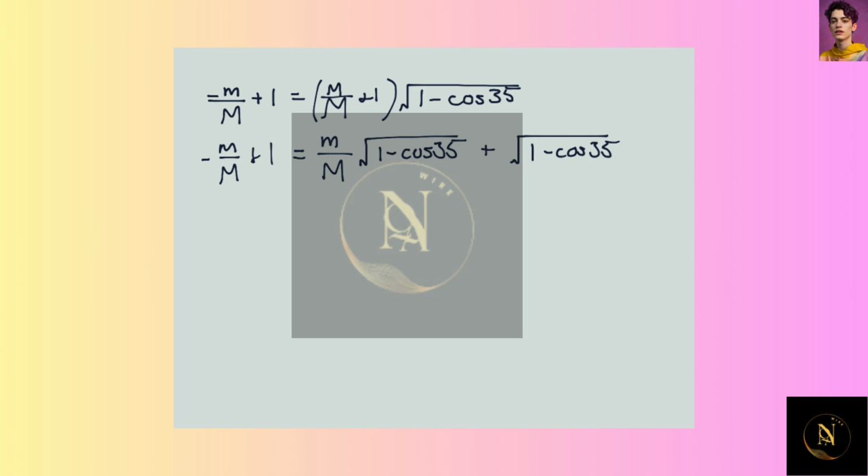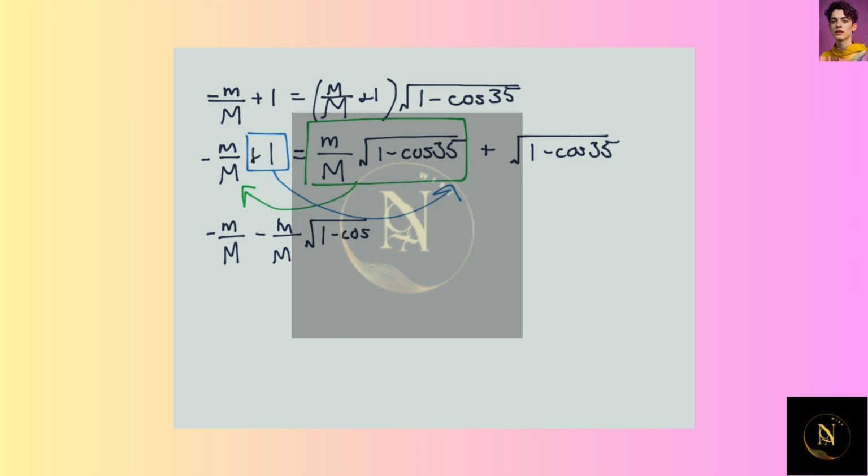Now what you should notice is I have a small m over M on both sides of the equation. So what I'm going to do is bring this over onto this side of the equation, and I'm going to bring my positive 1 onto this side of the equal sign. And then what I'll end up with is negative m over M minus m over M square root of 1 minus cosine 35 is equal to that same square root of 1 minus cosine 35 minus 1.